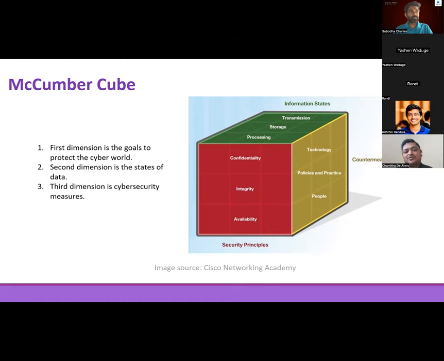But the thing is, as you said, it's a very wide area. So where you will focus will depend on what you will learn afterwards. But initially, I think understanding the concepts and getting the concepts right will be vital.